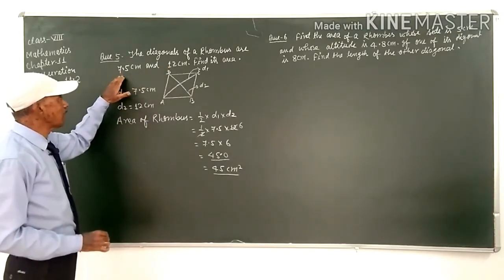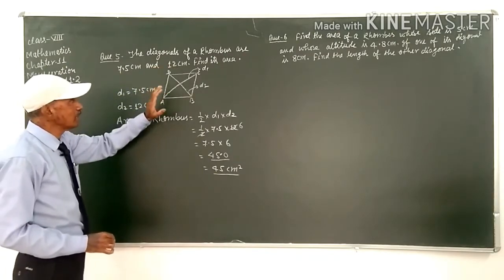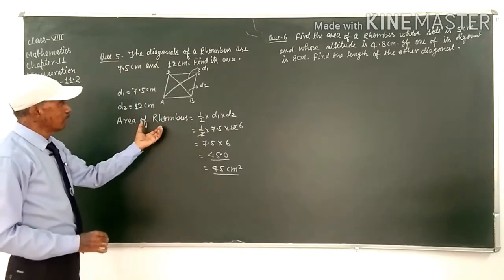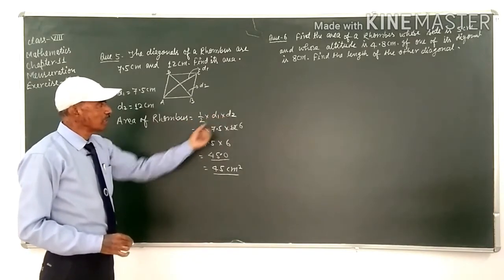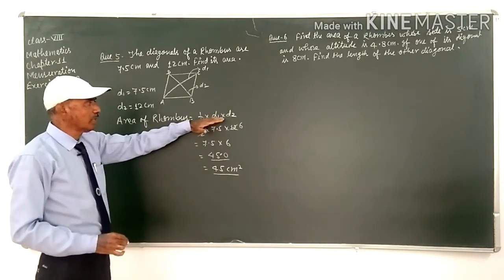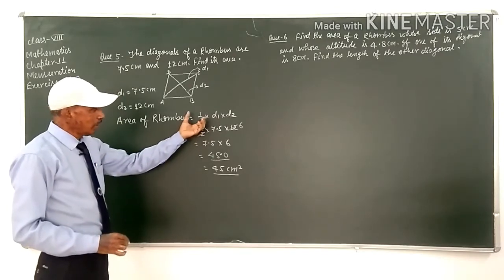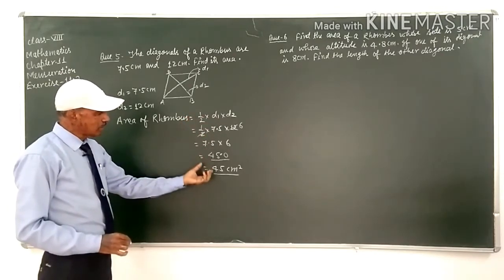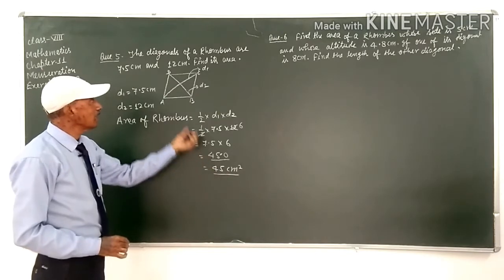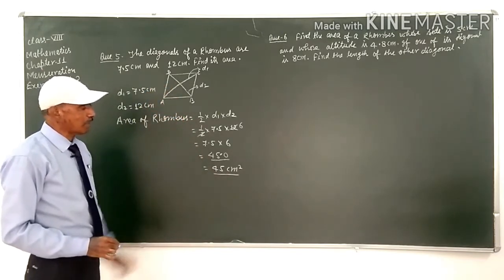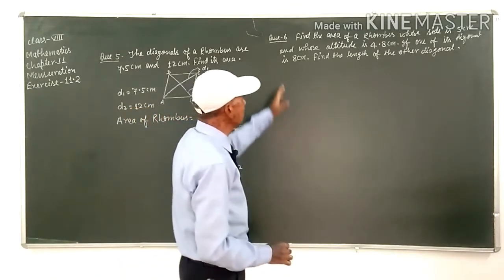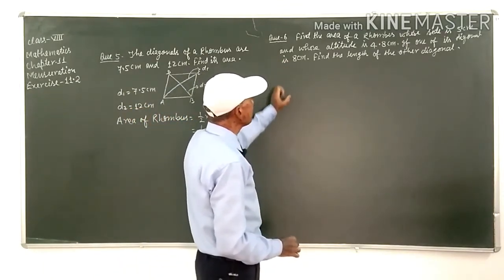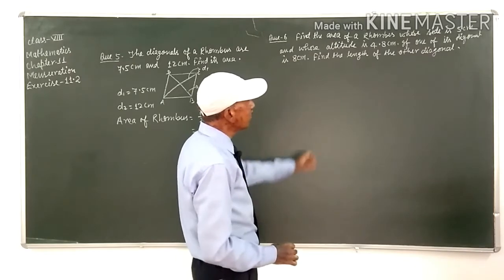Diagonals are 7.5 centimeter and 12 centimeter, and now the area of rhombus is equal to 1 by 2 into D1 into D2. It means diagonal 1 into diagonal 2, and after calculation we find that area of this rhombus is 45 centimeter square.